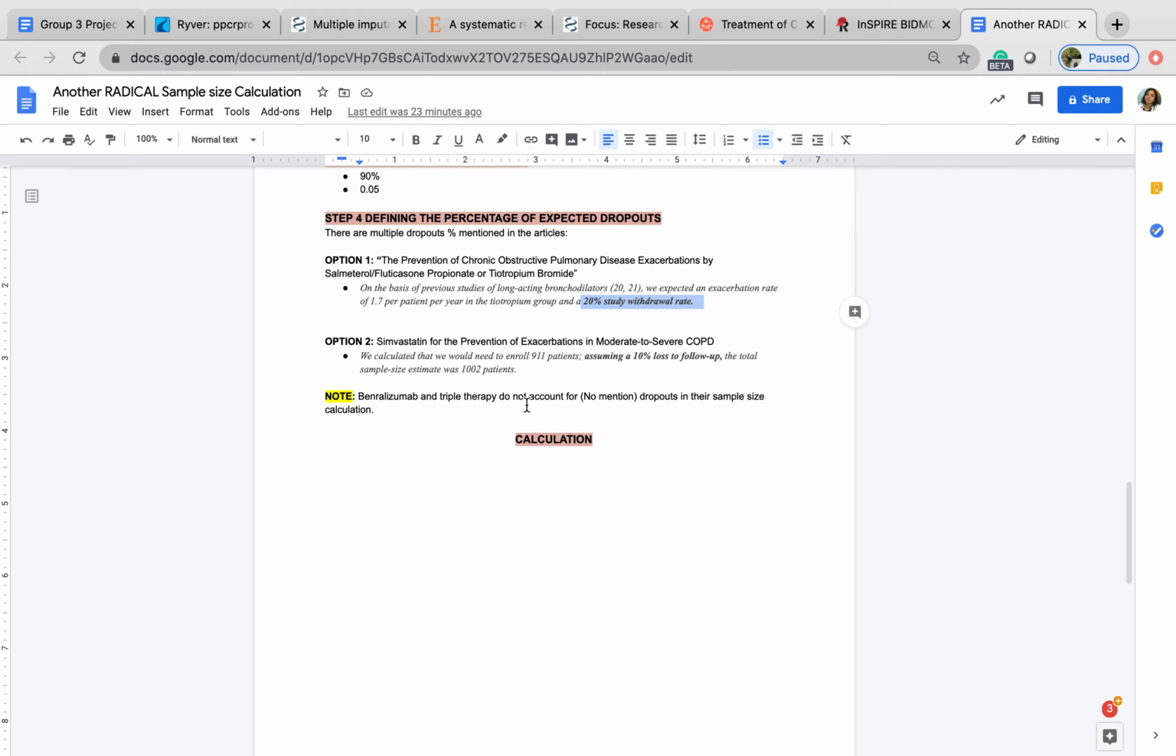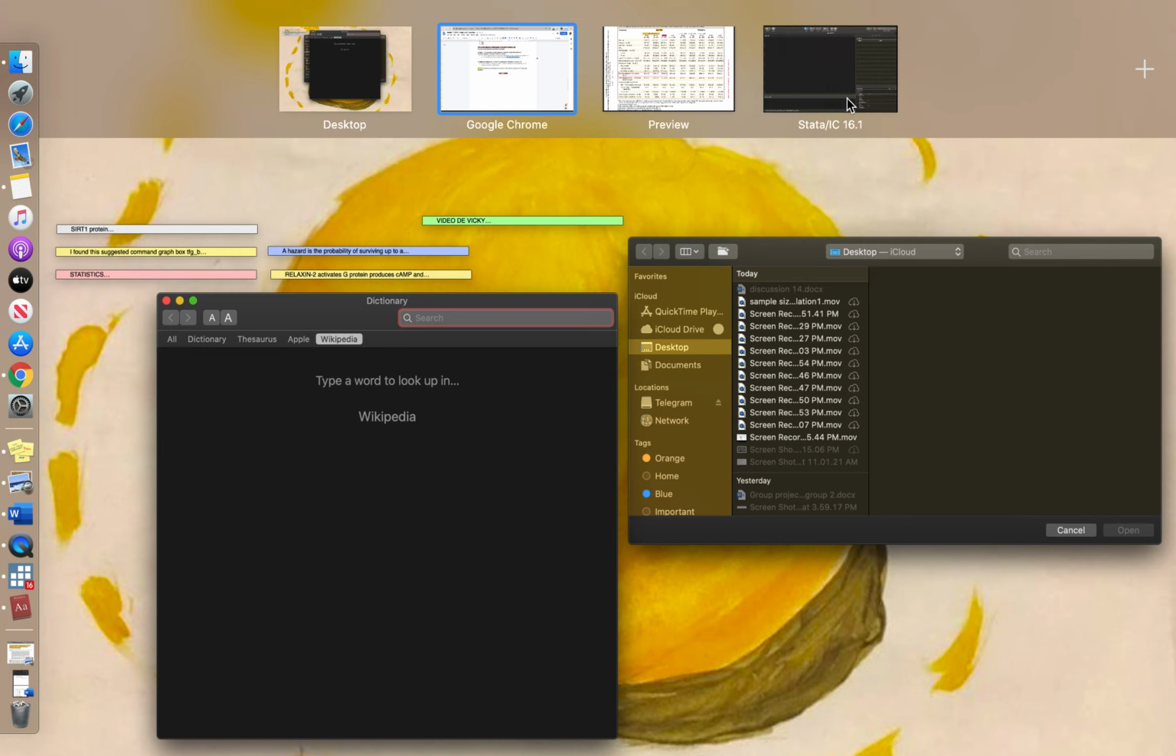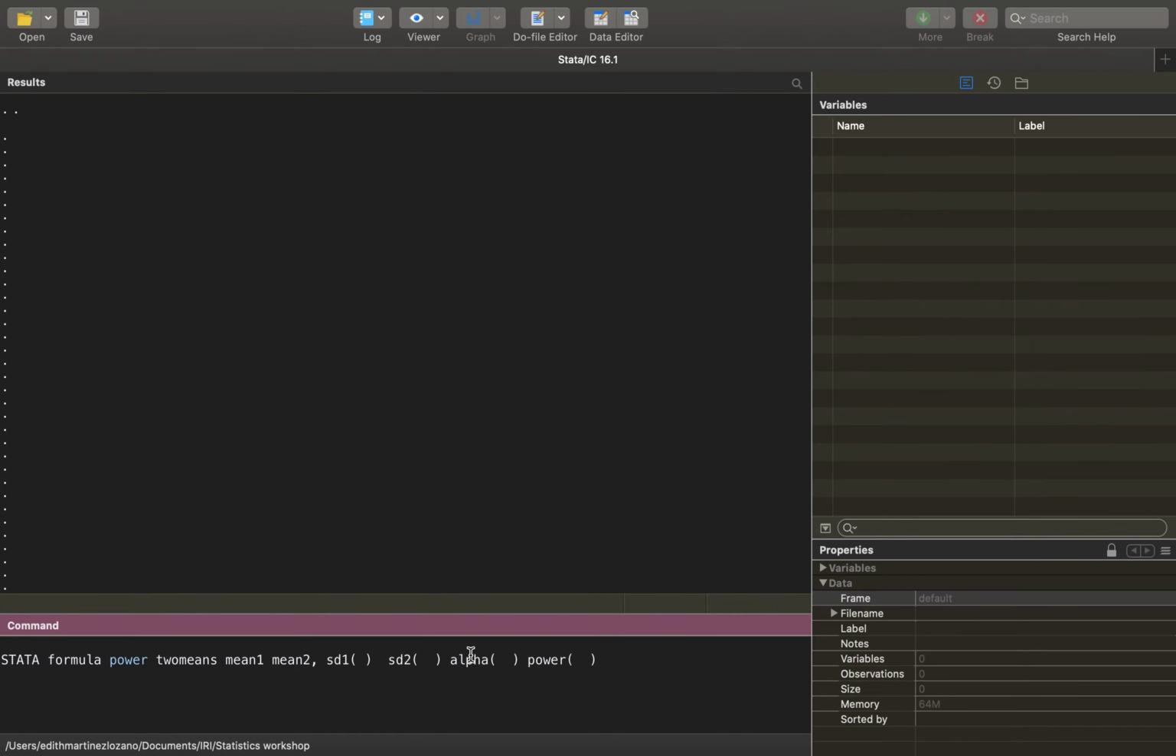So we decided to keep this 20%. Now, how did we do the calculation? How do we actually put these numbers in STATA? So we go to STATA, we put the command that I've shown you before, and then we just have to put the variables that we had before. So 2.35, it's the control mean that they were giving in the article. The mean 2, which is the intervention, is the one that we calculated, which is 2.35 minus 0.15, which is 2.2. And the standard deviation is the one that they were using, which was 1.42.